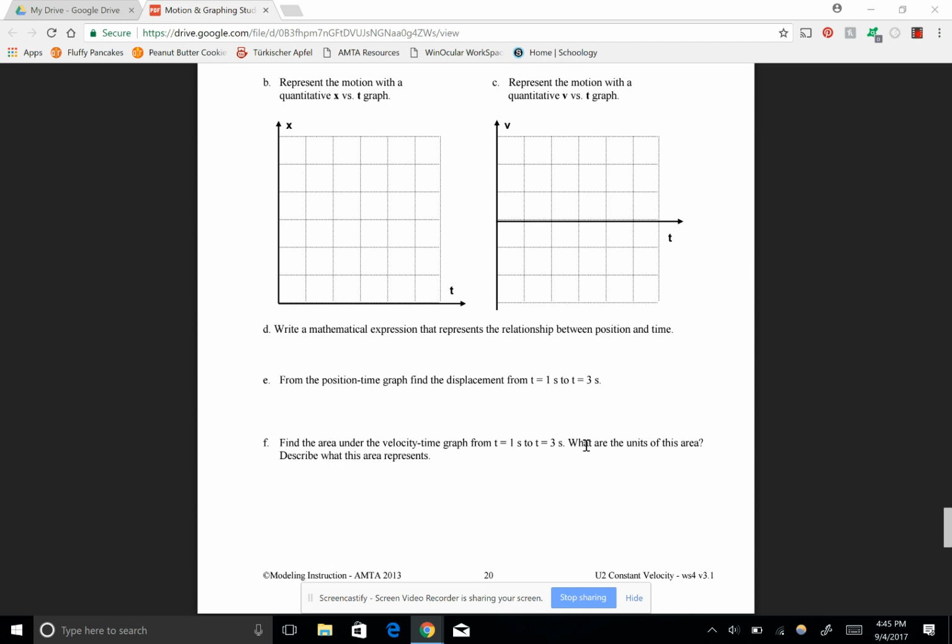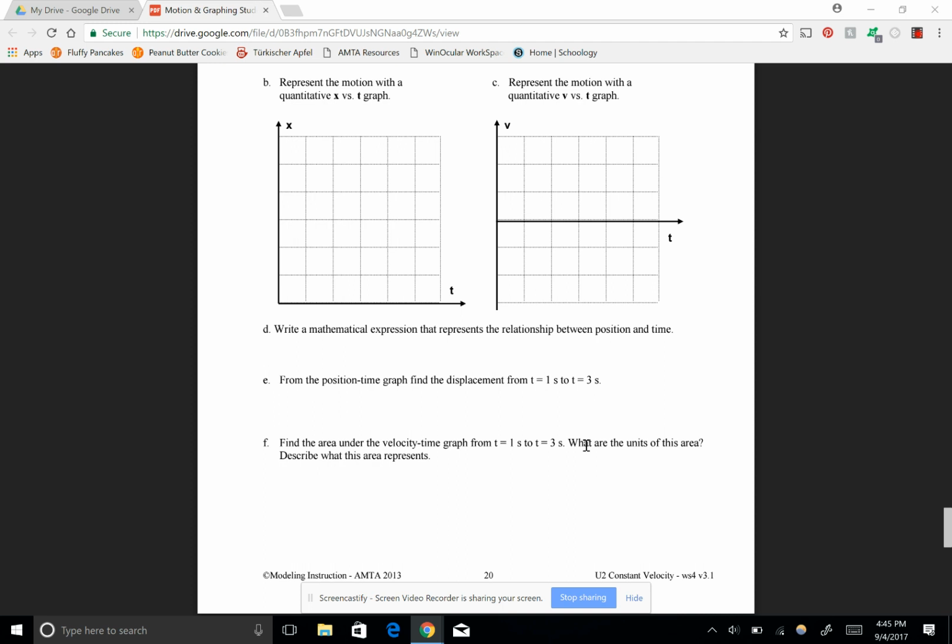Okay, I'm looking at worksheet 5, and I have scrolled down a little bit so you can't see the top part, but don't worry, I remember what it says. We're going to talk about converting a position time graph to a velocity time graph, as well as area under a velocity line and stuff like that. Okay, let's get started.